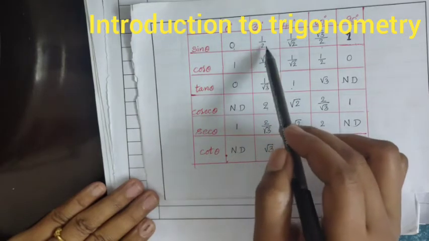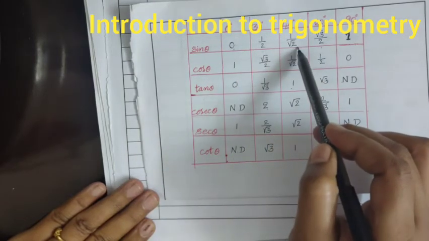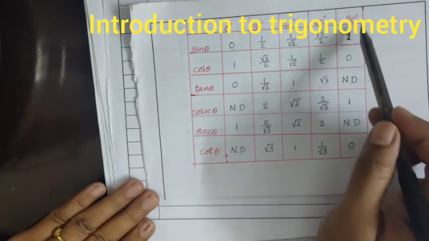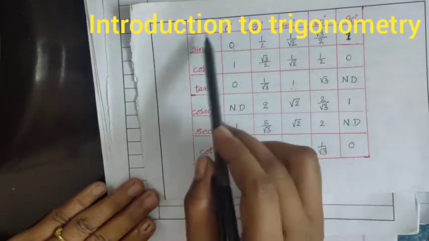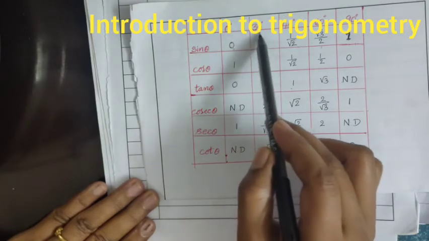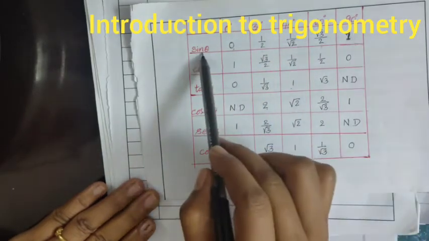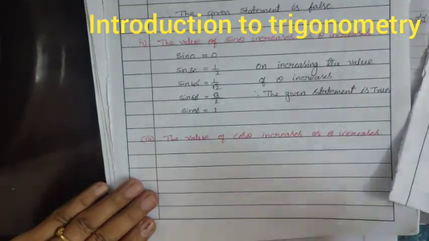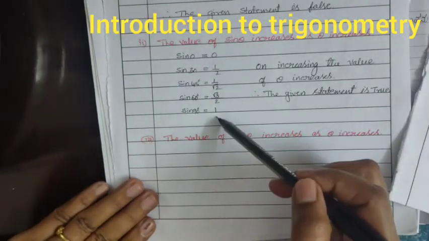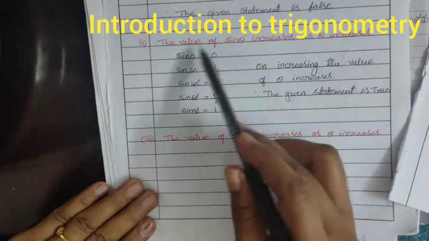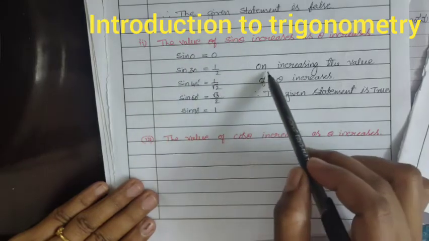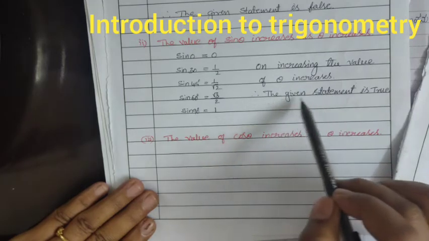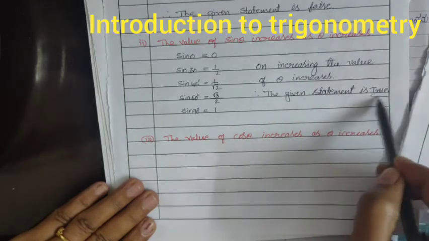So sin 0 is 0, sin 30 is 1 by 2, sin 45 is 1 by root 2, sin 60 is root 3 by 2, sin 90 is what? 1. So what happened here? Here the theta value increases, the sin value also increases. That's why, as the theta value increases, the sin value also increases. So on increasing the value of theta, the sin value increases, therefore the given statement is true.